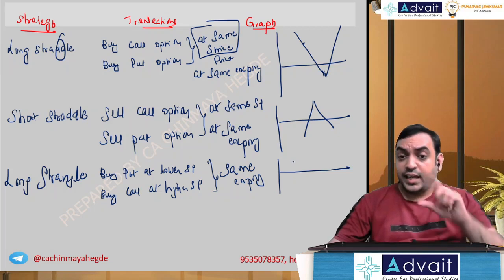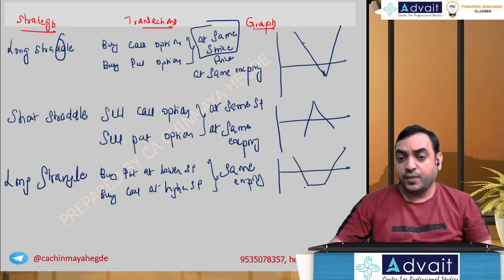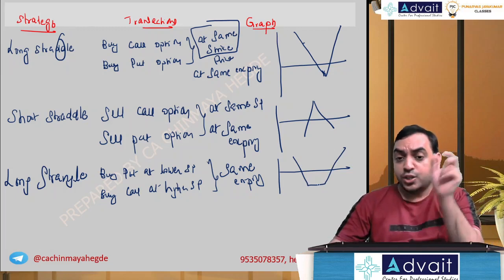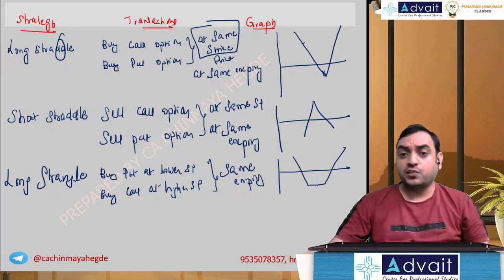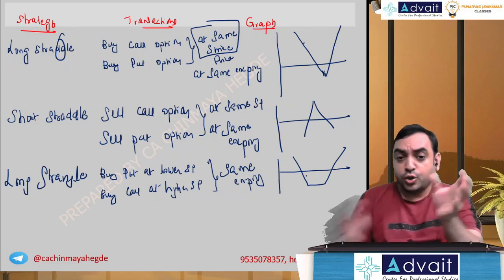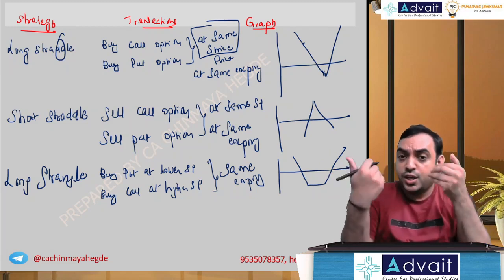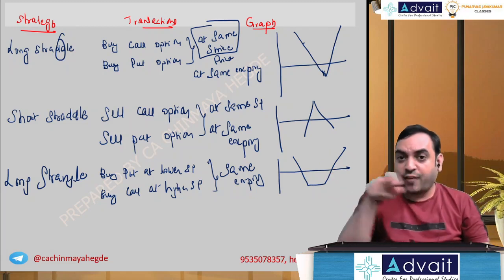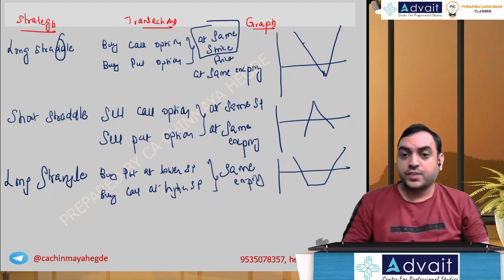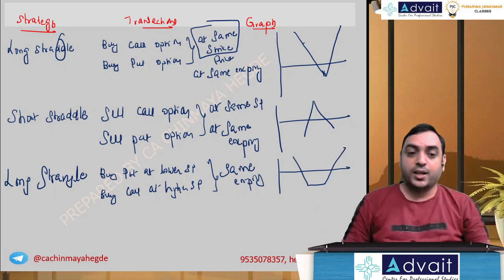This is called a long strangle. It looks like a V shape, but you will have a flat portion. That is where you have the maximum loss, where you don't exercise the call and you don't exercise the put, between the lower strike price and the higher strike price. In that range both are not exercised, so you get a flat line like a tub. So the line comes down, flat line, then goes up. That's long strangle. If I do the reverse, it's short strangle.